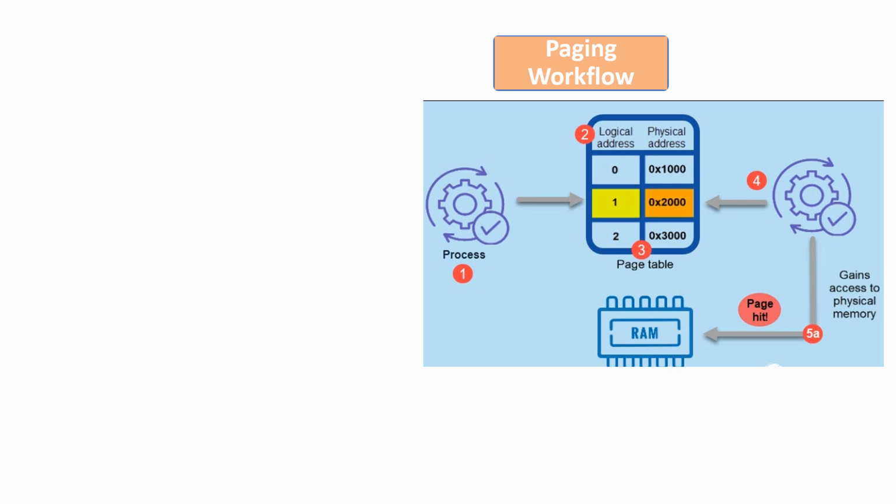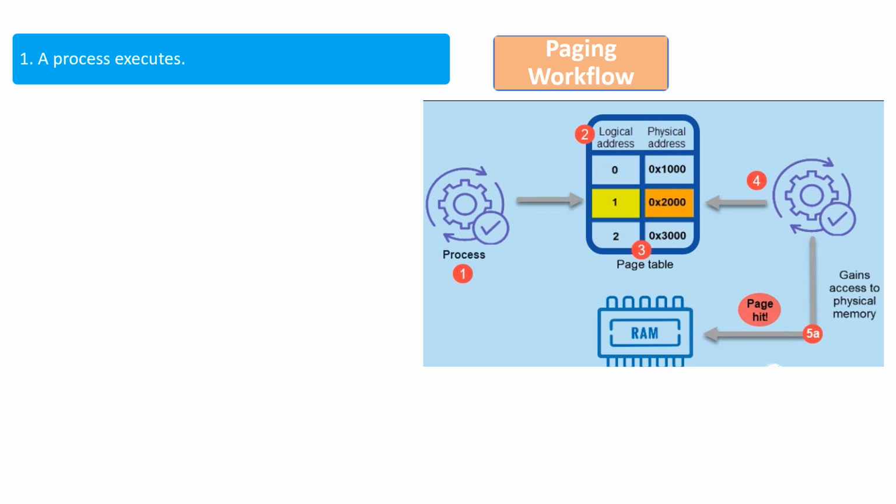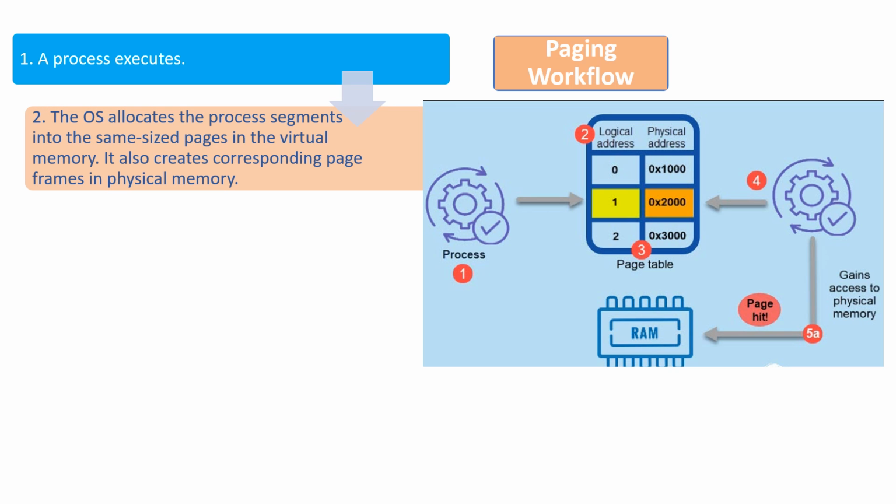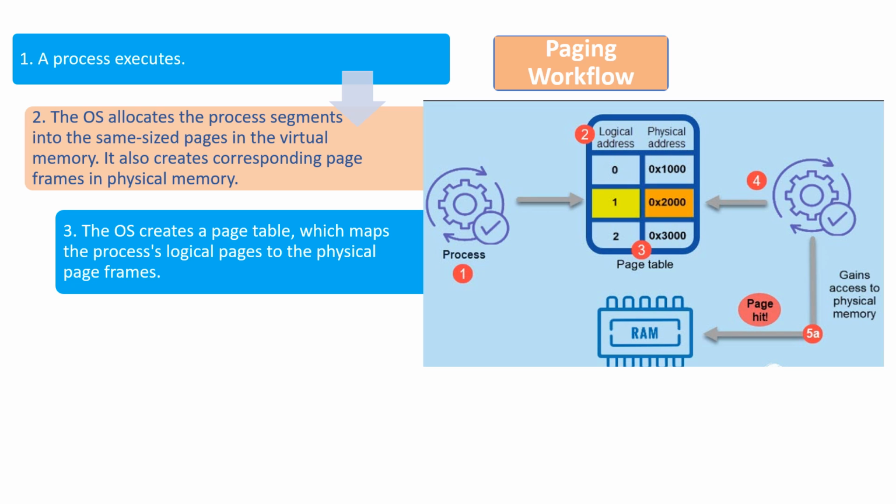Now we can see the scenario where it ends in the page hit. First, a process executes. The OS allocates the process segments into same sized pages in the virtual memory. It also creates corresponding page frames in the physical memory, and this is shown in the diagram. And the OS creates a page table which maps the process logical pages to the physical page frames.